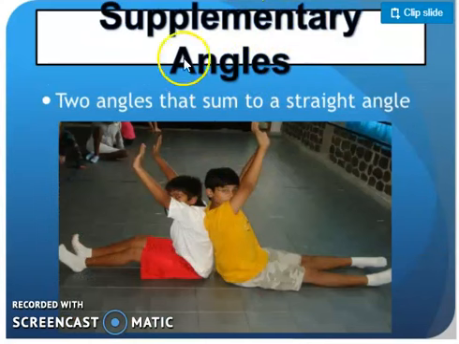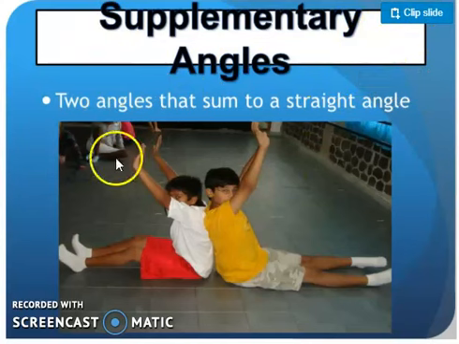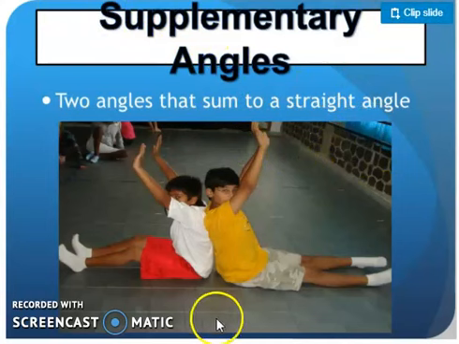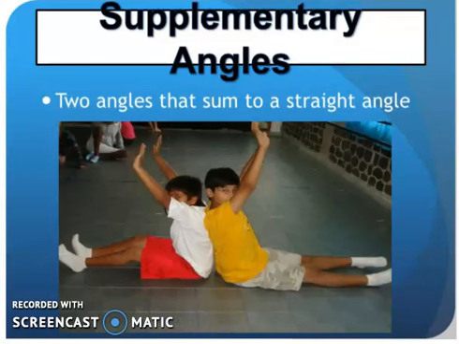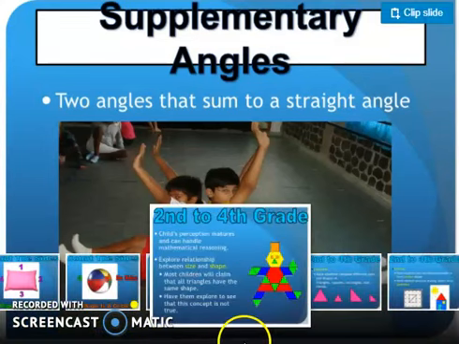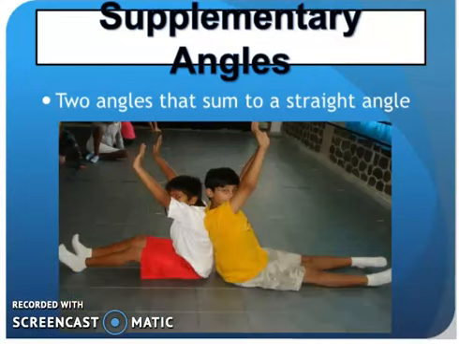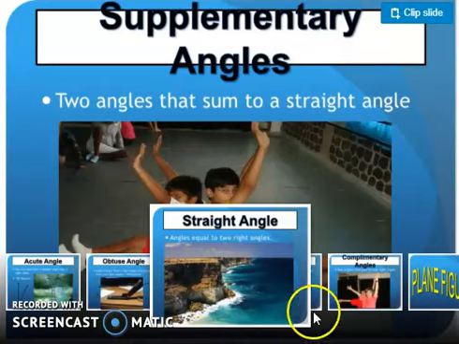Now supplementary angles. Two angles that sum to a straight angle. Straight angle means 180 degrees, and two angles that equal a straight angle are supplementary angles. So what is a supplementary angle that we have learned? It is two angles whose sum is a straight angle, known as supplementary angles.